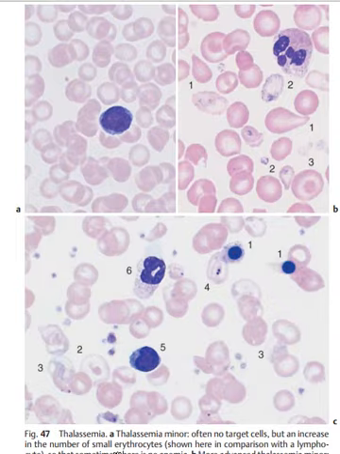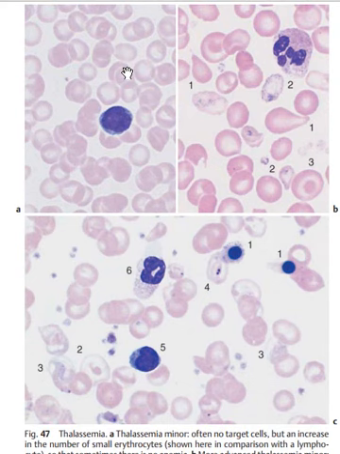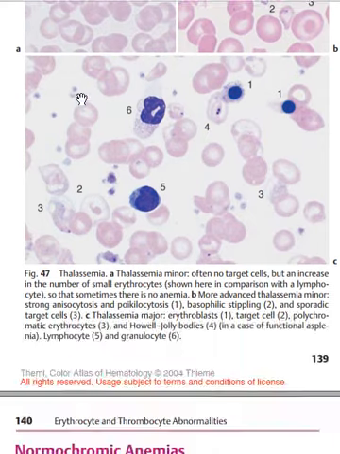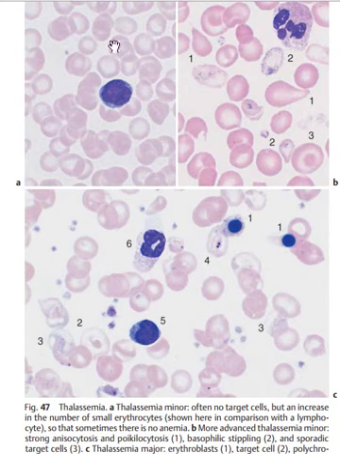Now let's come back here. If you have thalassemia, in diagram A, every patient having thalassemia minor often has no target cells. So you see no target cells, but there is an increased number of small erythrocytes. You can see small erythrocytes shown in the diagram, with a lymphocyte. So this is a particular lymphocyte here. In diagram B, we have a more advanced thalassemia minor.